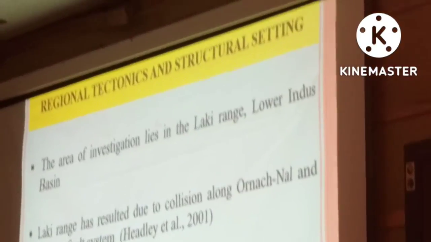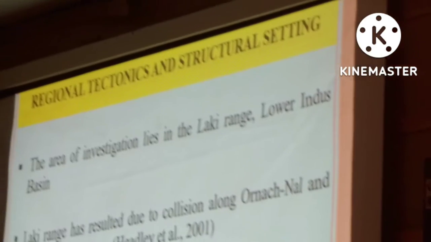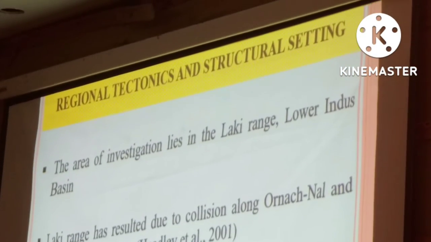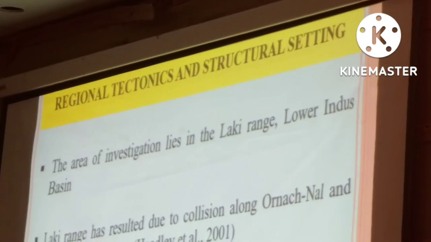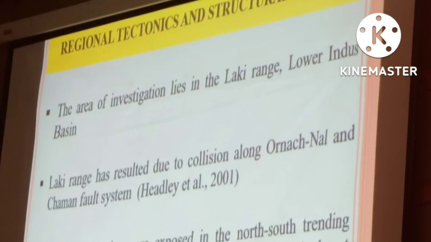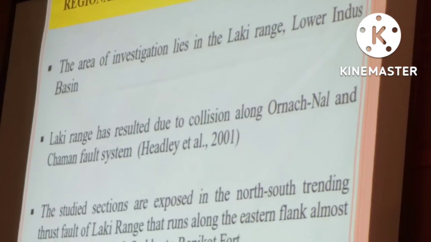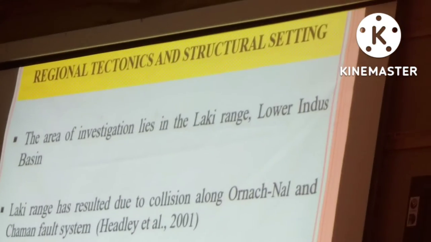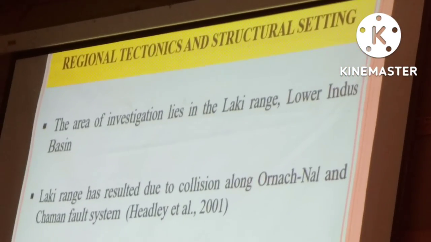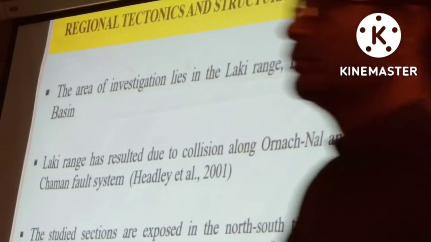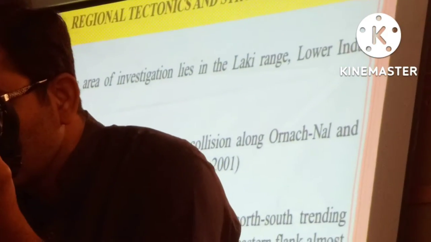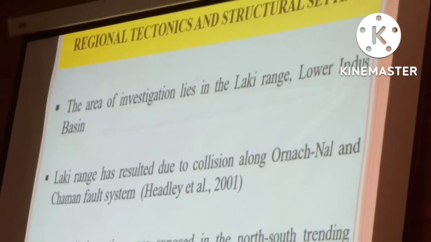Regional tectonics and structure: the area of investigation lies in the Lucky Range, lower Indus basin. The Lucky Range has resulted from the collision along the Ornach Nal and Chaman transform fault systems. The study sections are exposed in the north-south ranging thrust fault of the Lucky Range that runs along the eastern flank for almost 55 kilometers from Lucky Shah Sadar to Rani Kot Fort.